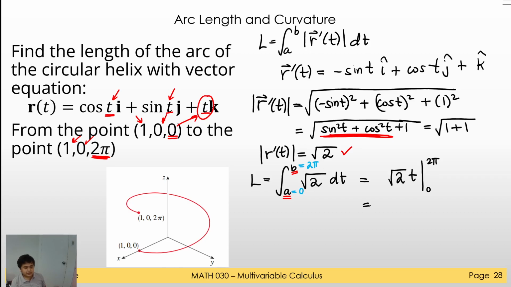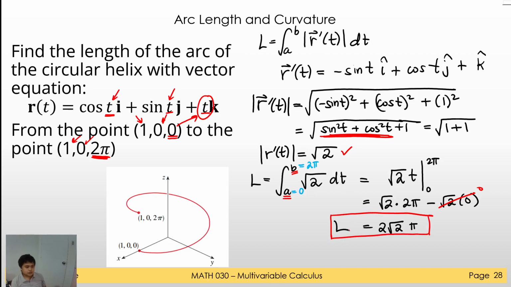Therefore, if we simplify this, what do we have? We have square root of 2 times 2 pi, and then minus square root of 2 times 0. So simplifying this, we have 2 square root of 2 times pi as our arc length. So this will be your final answer. So the length of this curve from here to here, if you measure this as a string, you can imagine a string that extends along this curve. The length of that string will be 2 times square root of 2 times pi.